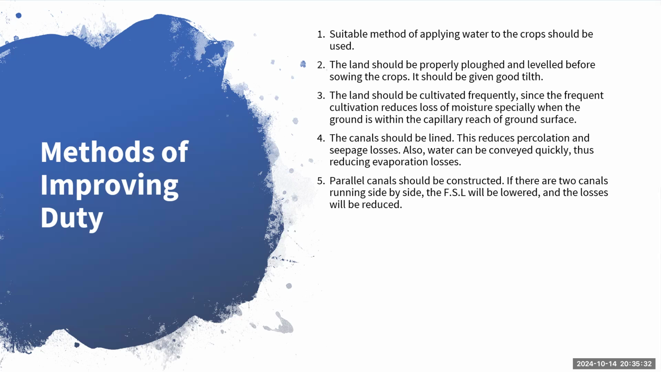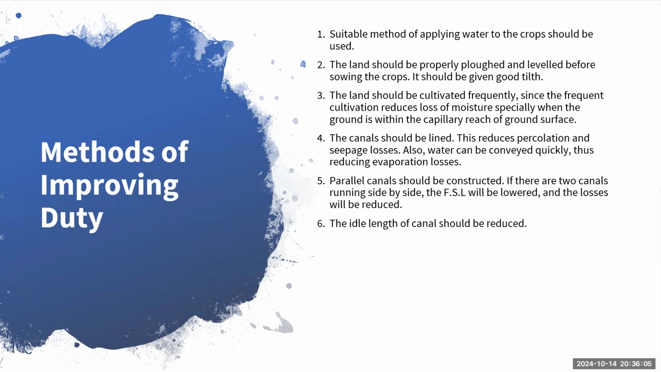Then if the full supply level of the canal is higher, in that case the conveyance losses are more. So it is suggested that instead of a single canal, 2 canals should be running side by side so that the full supply level of the canal is low, which ultimately reduces the conveyance losses, percolation losses, as well as evaporation losses. So that is one of the ways to improve the duty.